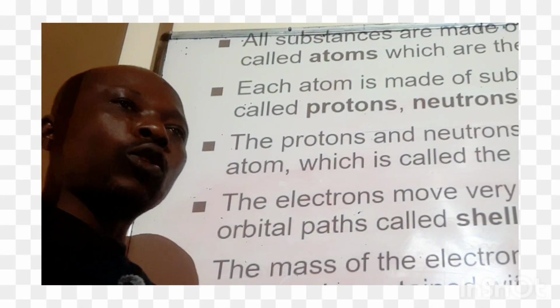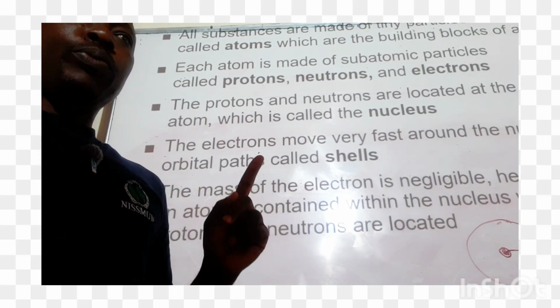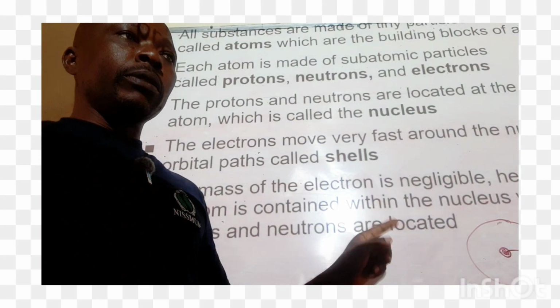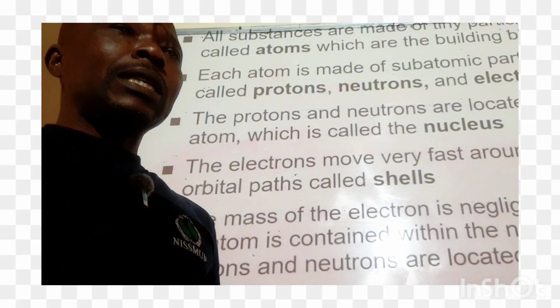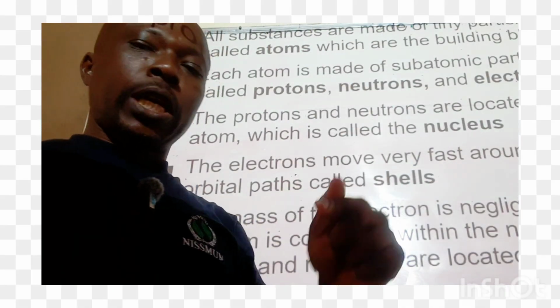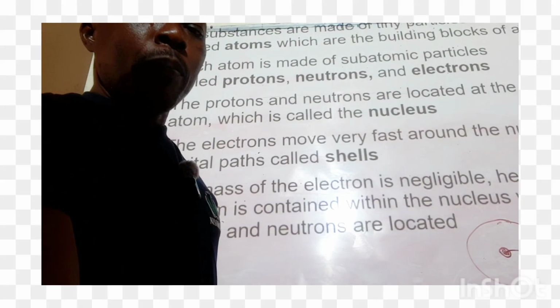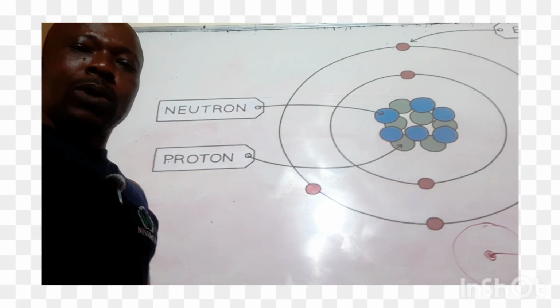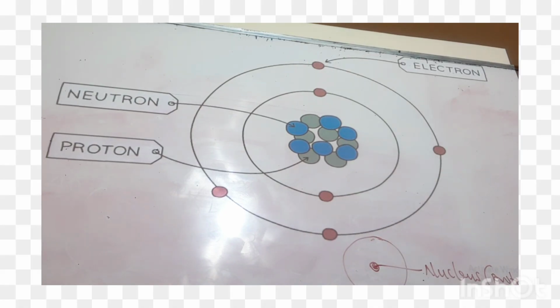So, an atom has three particles: protons, neutrons, and electrons. Now, the protons and neutrons are found in the nucleus, the center. The electrons revolve around, moving in an orbital path or energy level called the shell. So, we move on. Now, let's look at this. This is a typical atomic structure.